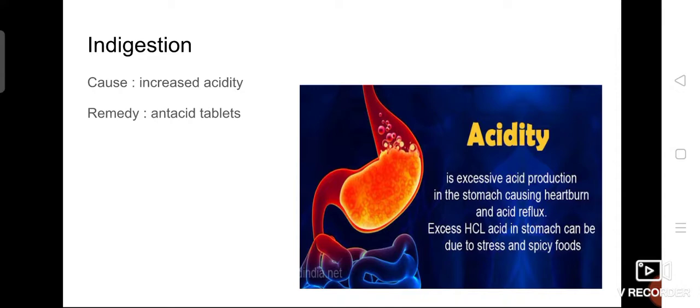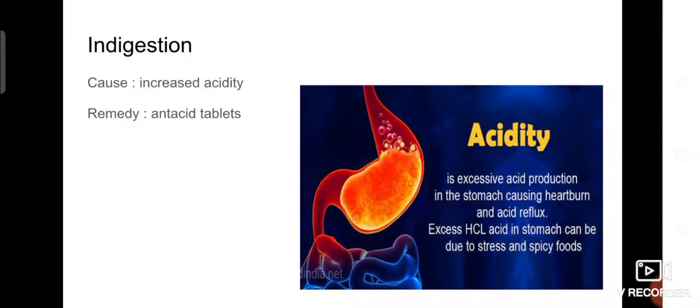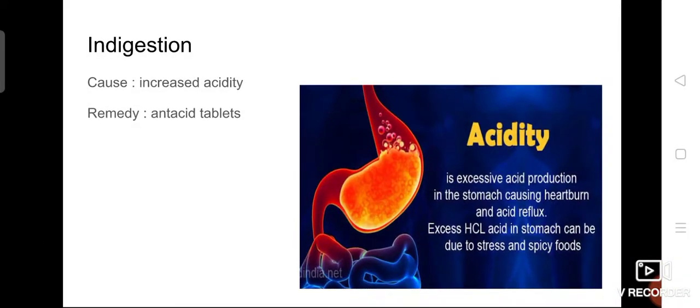Okay, first we will see indigestion. It is also one such example. So what do you know about indigestion? I hope you have come across this condition in your body. During indigestion, we feel discomfort, a burning sensation, stomach pain, and so on. Is it happening to you? Why is it happening? This is because of indigestion only.